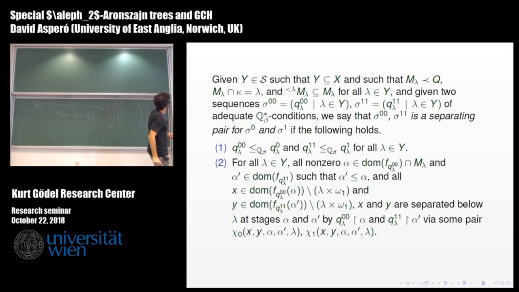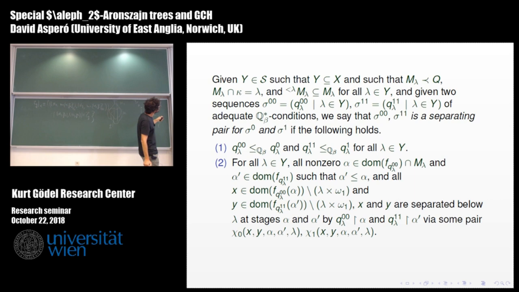I don't know how much hand waving you want me to do after this, but let's see. So say that you have a positive set Y containing X, which consists of intended M lambdas, right? So M lambda is a matrix substructure of Q. Its intersection with kappa is lambda, it's closed under less than lambda sequences, fine. And then you have two sequences like this, which is the kind of sequence that we are aiming for.